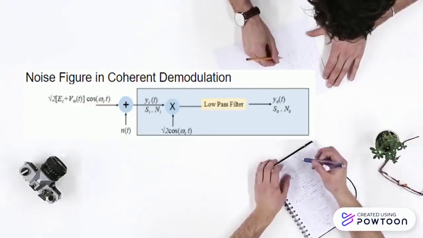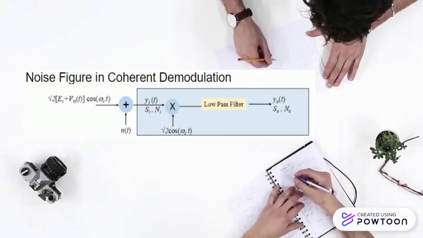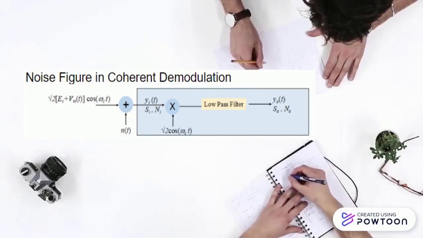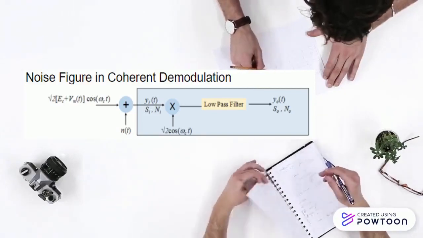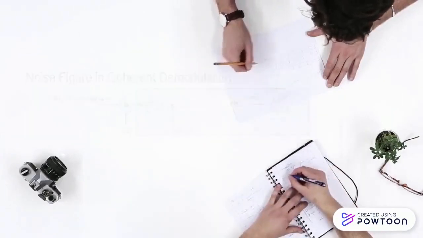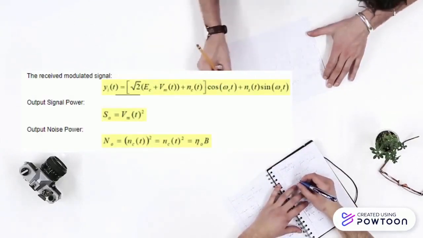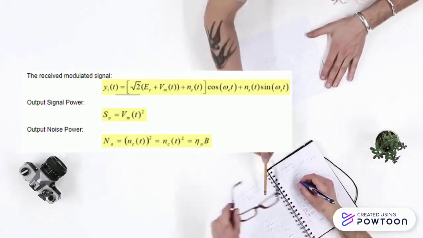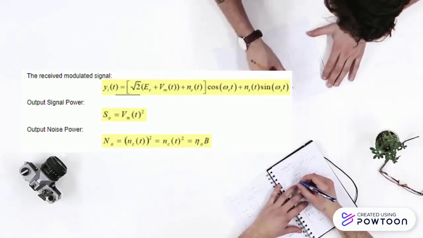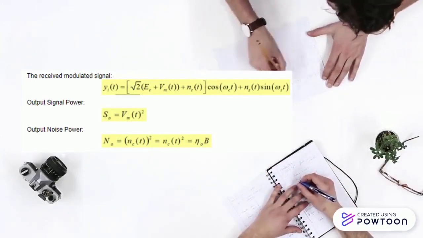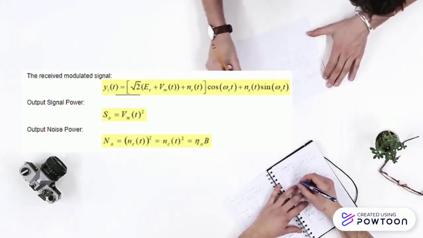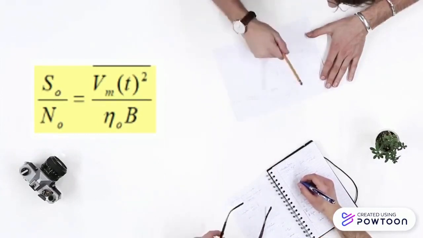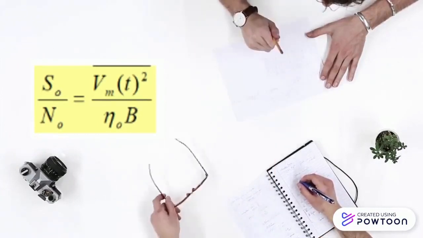As you can see here in the figure, it shows the overall equation for the block diagram to get the noise figure in coherent demodulation. First, we start with the received modulated signal y_i(t) as shown in the figure above. And then we will get the output signal power equal to Vm(t)^2. Output noise power we will get nc(t)^2. Therefore, we will get the SNR output equation as shown below.